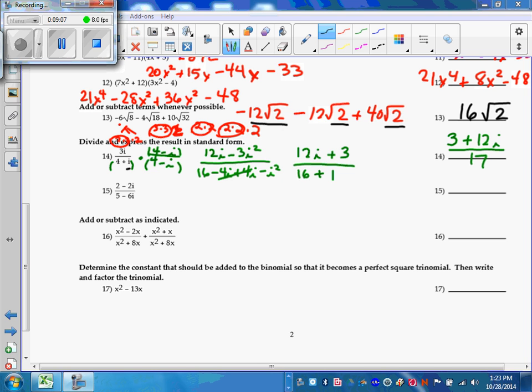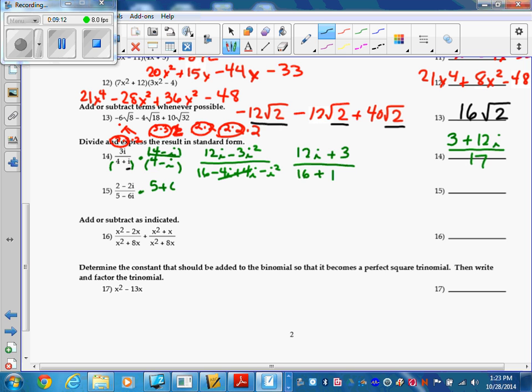Okay. The conjugate for number 15 is 5 plus 6i. And we have to FOIL both the top and the bottom this time. So 2 times 5 is 10. 2 times 6i is 12i. 2i times 5 is 10i. 2i times 6i is negative 12i squared.